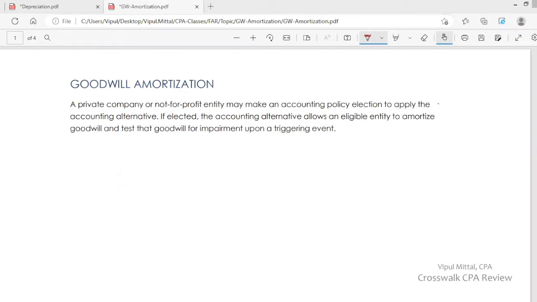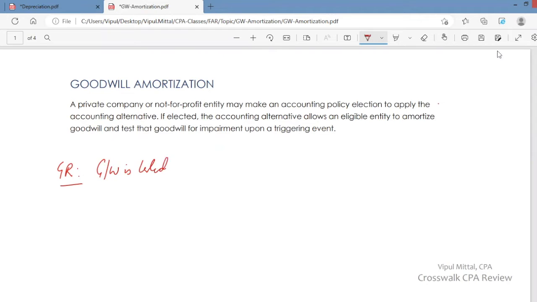And the question is, can you really amortize goodwill? Now, the general rule is that goodwill is tested for impairment and goodwill is not amortized. This is the general rule. But this is a general rule.